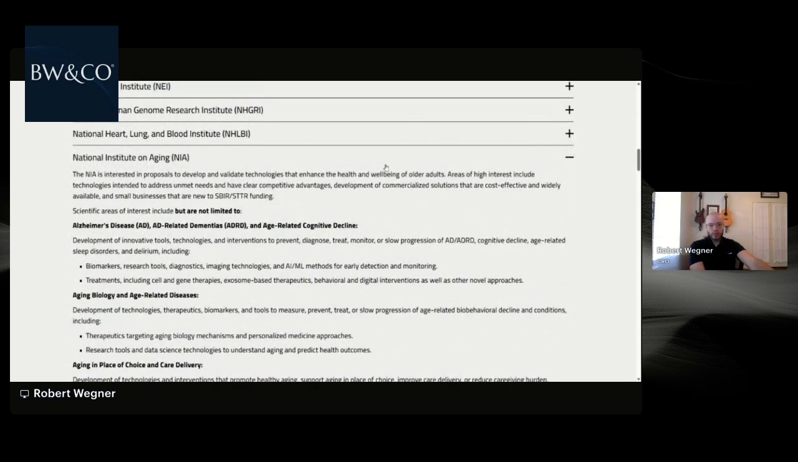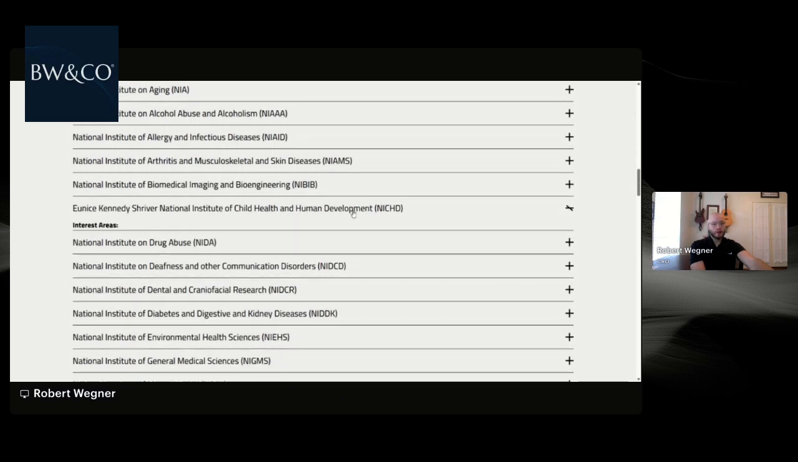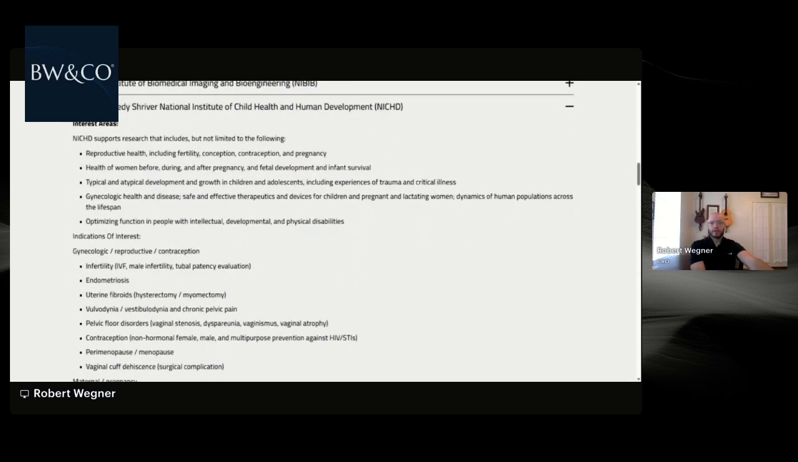If it really is more of a women's health innovation than it is an Alzheimer's innovation, then I would actually encourage you to have a program manager meeting with the National Institute for Child Health and Human Development, which is largely focused on women's health, as well as child health. Now, this is, generally speaking, focused on women's health around pregnancy. So reproductive, fertility, the health of the woman during and after pregnancy, infant survival, gynecological health and disease. So large focus on women's health, but it just depends on where the innovation lies in the technology.